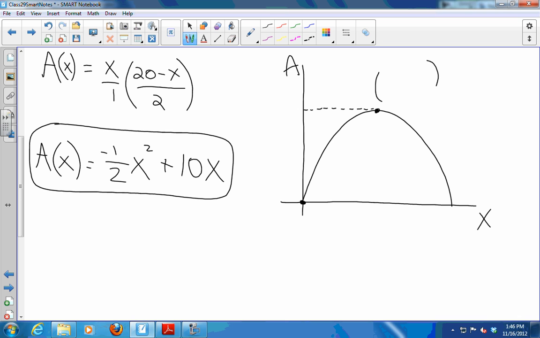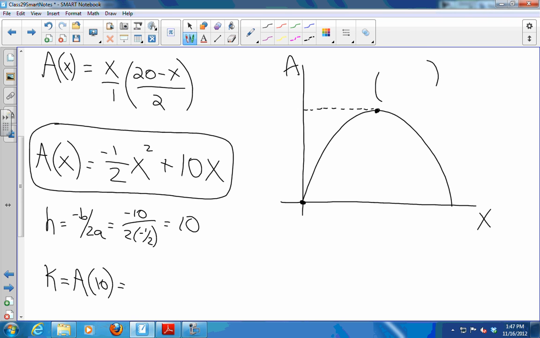Sure. I could put it into standard form, find h and k. Okay, so h is always negative b over 2a. So that would be negative 10 over 2 times negative a half, which is 10. And then k we get by taking whatever you got for h and plugging it into the a function to get the y value. So this is a of 10.